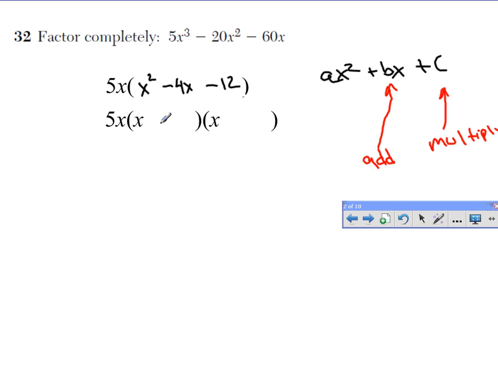Okay? That means we have to use other factors of negative 12 that add up to negative 4, and that's going to be 6 and 2, and we're going to make this one negative and this one positive. The reason why this one is negative is because negative 6 plus 2 adds up to give you negative 4. And this is the answer right here. You cannot factor this any further.